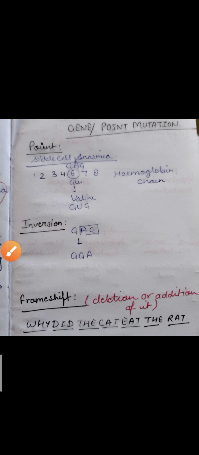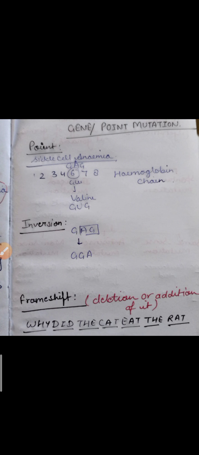Good morning, students. Today I am going to discuss the next type of mutation, that is gene mutation or point mutation. It can take place in three ways. First is point mutation, second is inversion, and third is frame shift mutation.